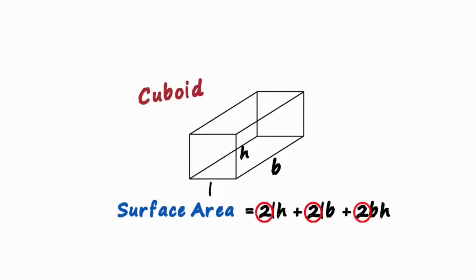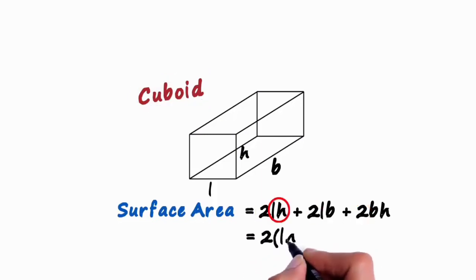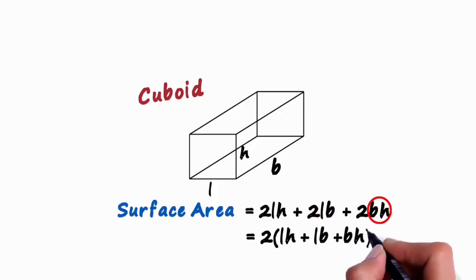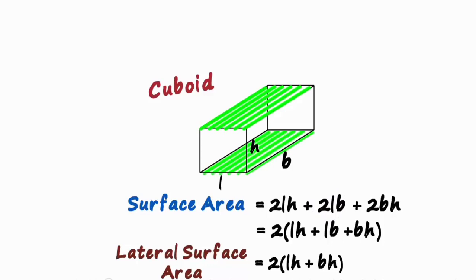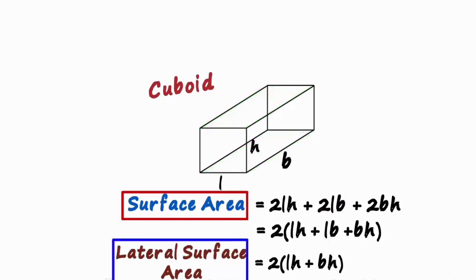If you take 2 common, we can write it as 2 into (LH plus LB plus BH). What is the lateral surface area then? The word lateral simply means side. This is the sum of the areas of the faces on the side, not the faces at the top and the bottom. So, it will be 2 into (LH plus BH). We ignore 2LB as they are the areas of the top and the bottom surfaces. These are the two types of areas we have to understand.